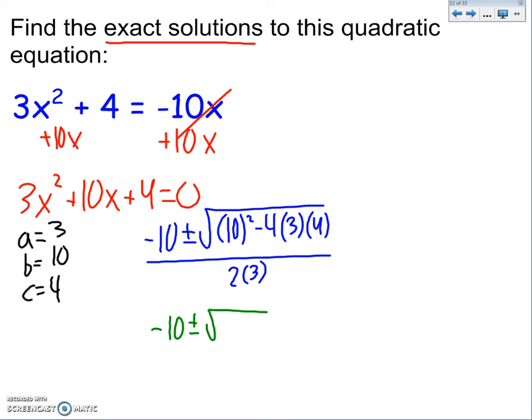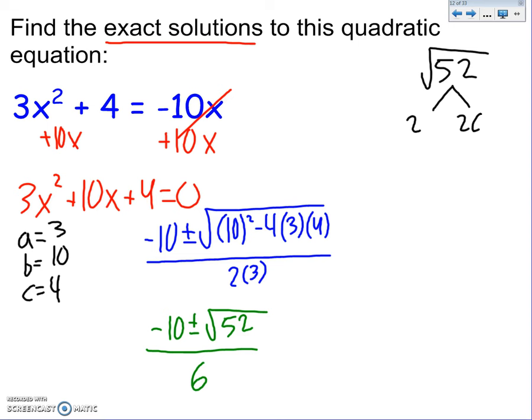That is 52 over 6. Since that number is positive, there's two real answers. It is not a nice number, it's a decimal, so you have to break it down. Doing that tree branch method is irrational. So remember, 52 is 2 times 26. 26 is 2 times 13.